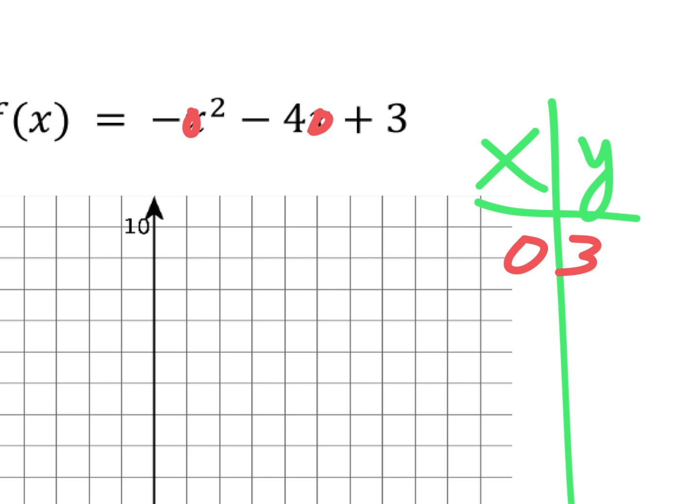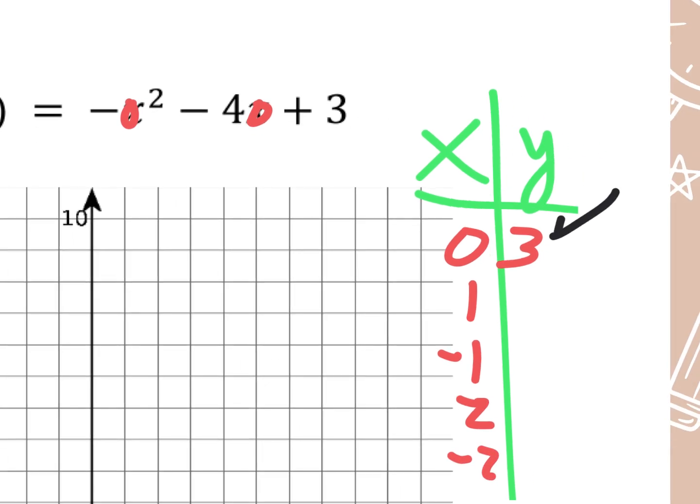And as long as that's a decent sized number, then you can go near it. Like, I'll put in 1. I'll put in negative 1. I'll put in 2. I'll put in negative 2. See, my first answer came out fairly small. That means that the other ones near it will come out okay also.